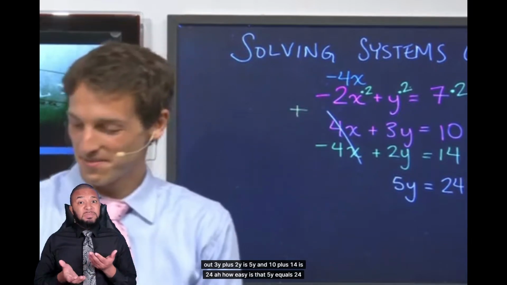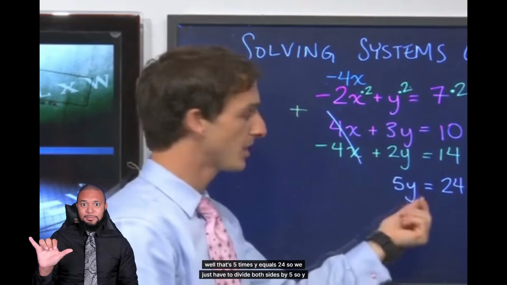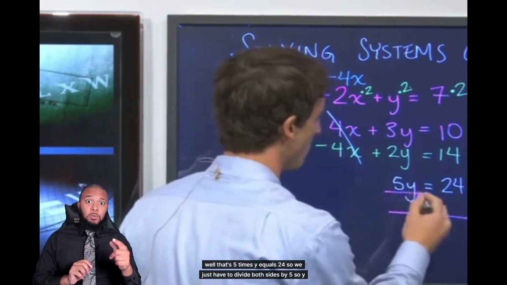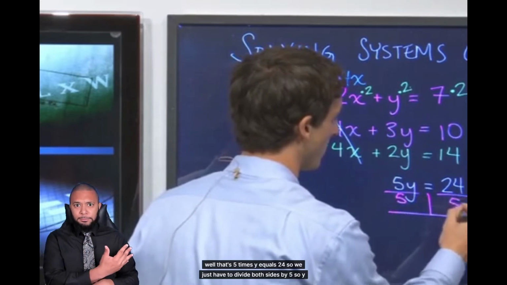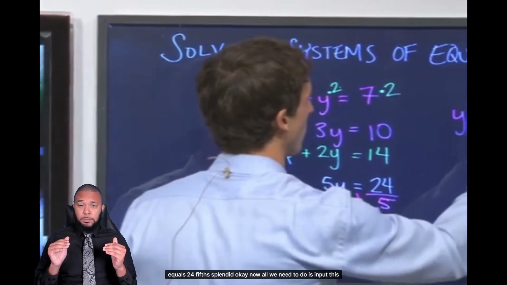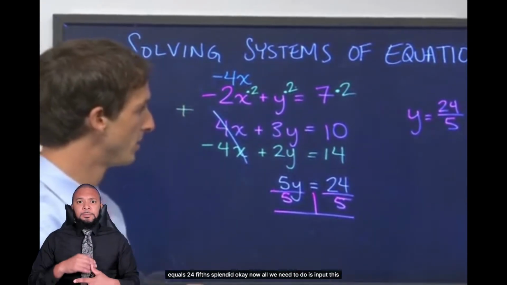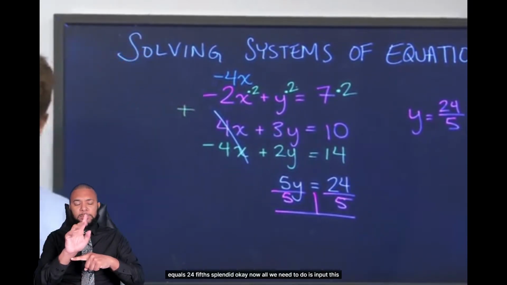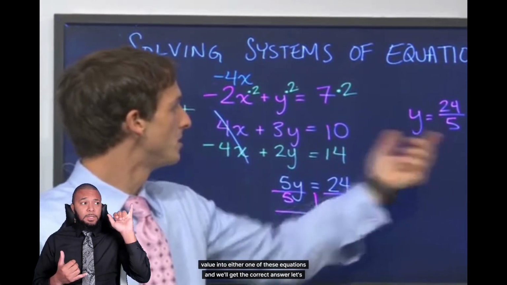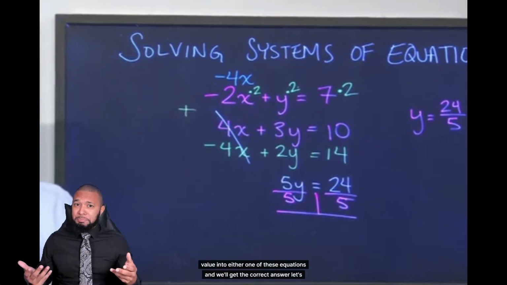How easy is that? 5y equals 24. Well, that's 5 times y equals 24, so we just have to divide both sides by 5. So y equals 24 fifths. Splendid. Okay, now all we need to do is input this value into either one of these equations, and we'll get the correct answer.